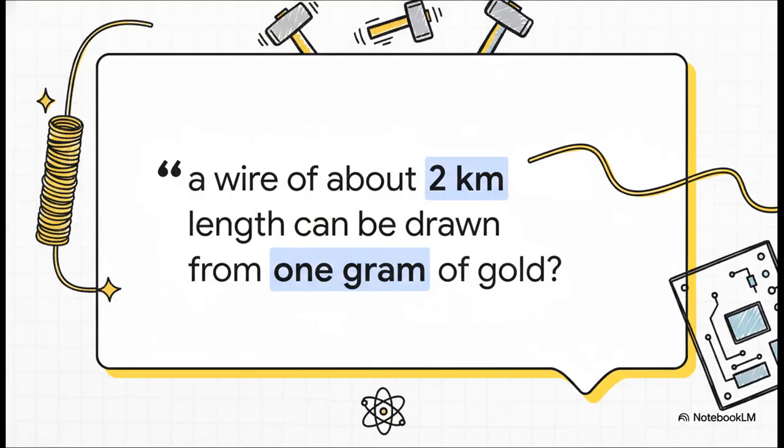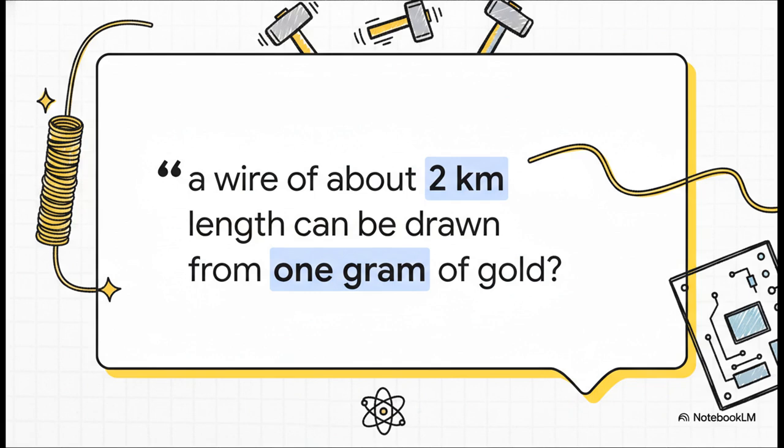And closely related to this is ductility. That's the ability to be drawn into thin wires. And get this, our source material has an absolutely mind-blowing fact about it. A single gram of gold, just 1 gram, can be stretched into a wire that's 2 kilometers long. That is just astonishing, and it's a huge reason why metals are so incredibly useful in pretty much everything from construction to electronics.